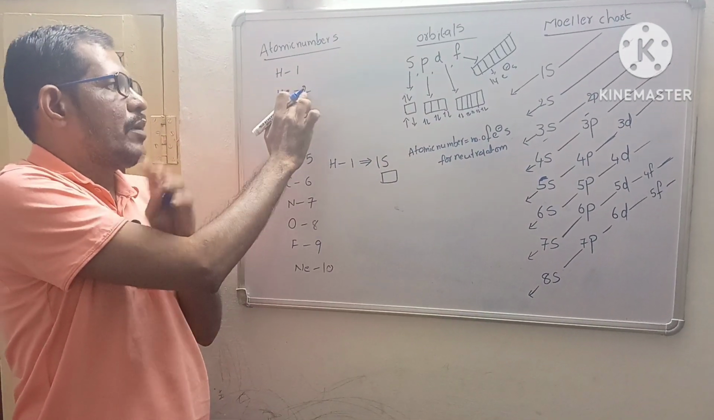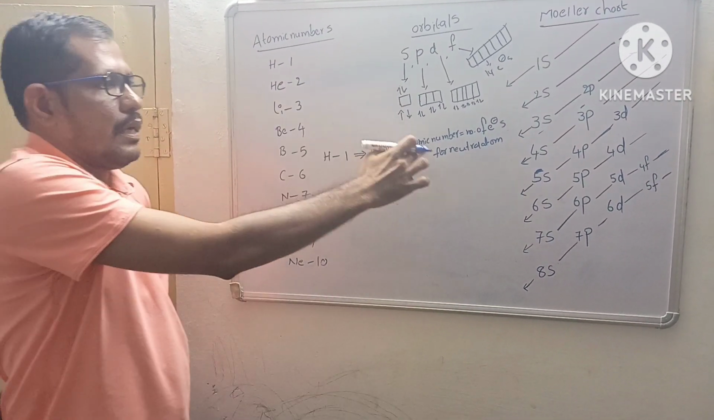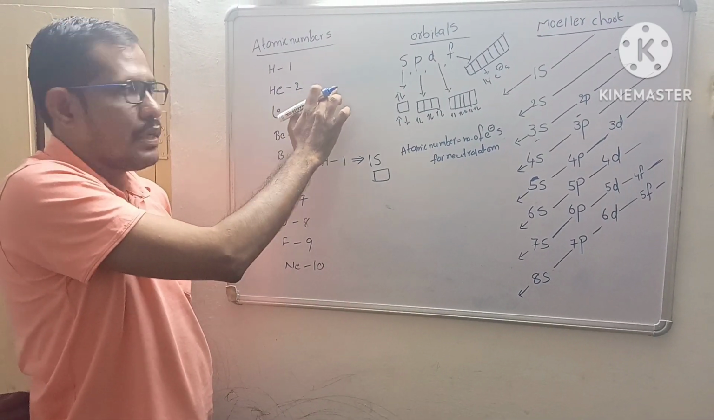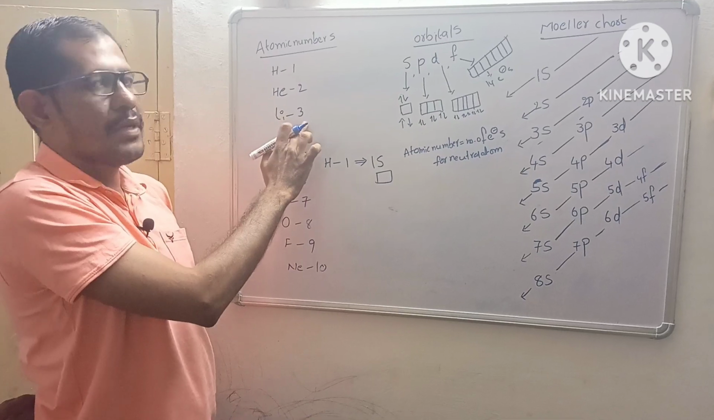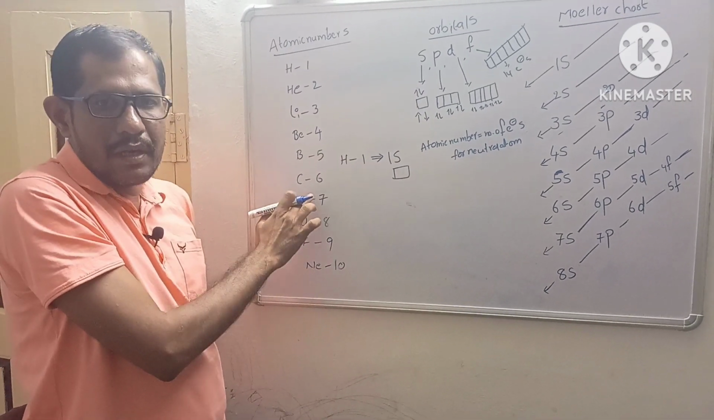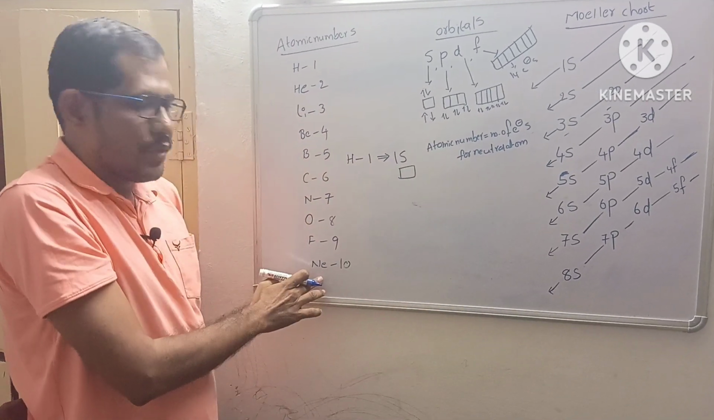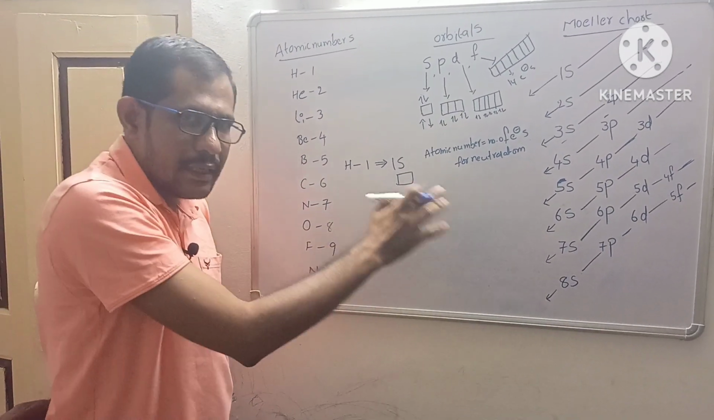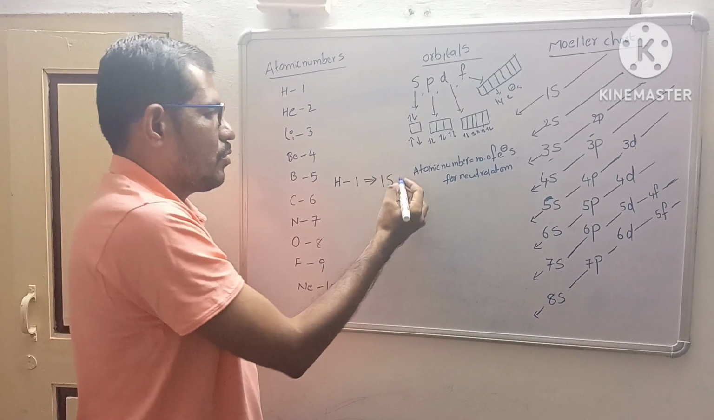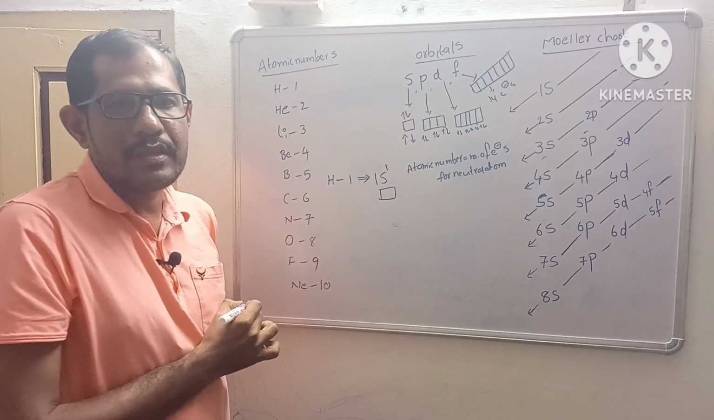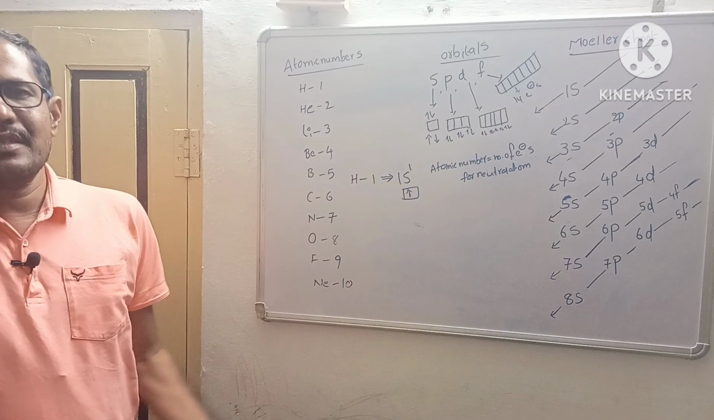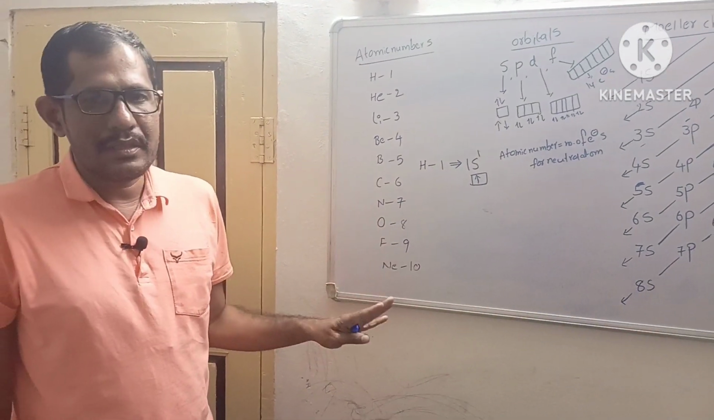And one more thing, helium atomic number is 2. As I said, atomic number equals the number of electrons for a neutral atom. So helium atomic number 2, so it contains 2 electrons. Lithium atomic number 3, it contains 3 electrons. Nitrogen atomic number 7, it contains 7 electrons. Neon atomic number 10, it contains 10 electrons. So hydrogen atomic number 1, it contains 1 electron. So we write the electronic configuration like 1s1. In the box, we'll just represent 1s1, as this is the electronic configuration. See how simple this is, right?